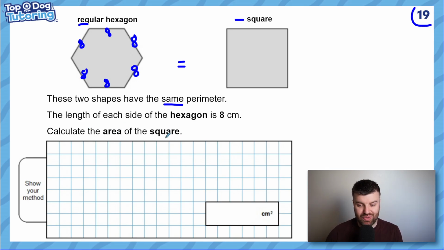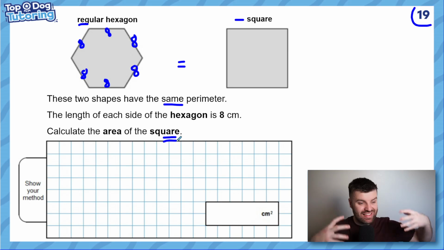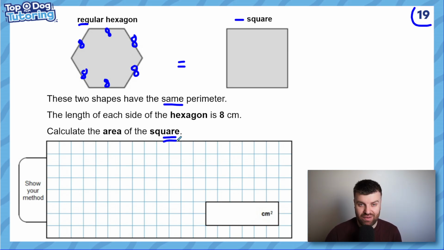Calculate the area of the square. We're doing it again. The actual question is asking for the area. Why is this in a perimeter video? Because it is based around understanding perimeter. Okay, that's why. Have a go at solving it. Can you get the area of the square if you're given the length of each side of a hexagon? You can. Give it a go. I'll tell you how to do it after.